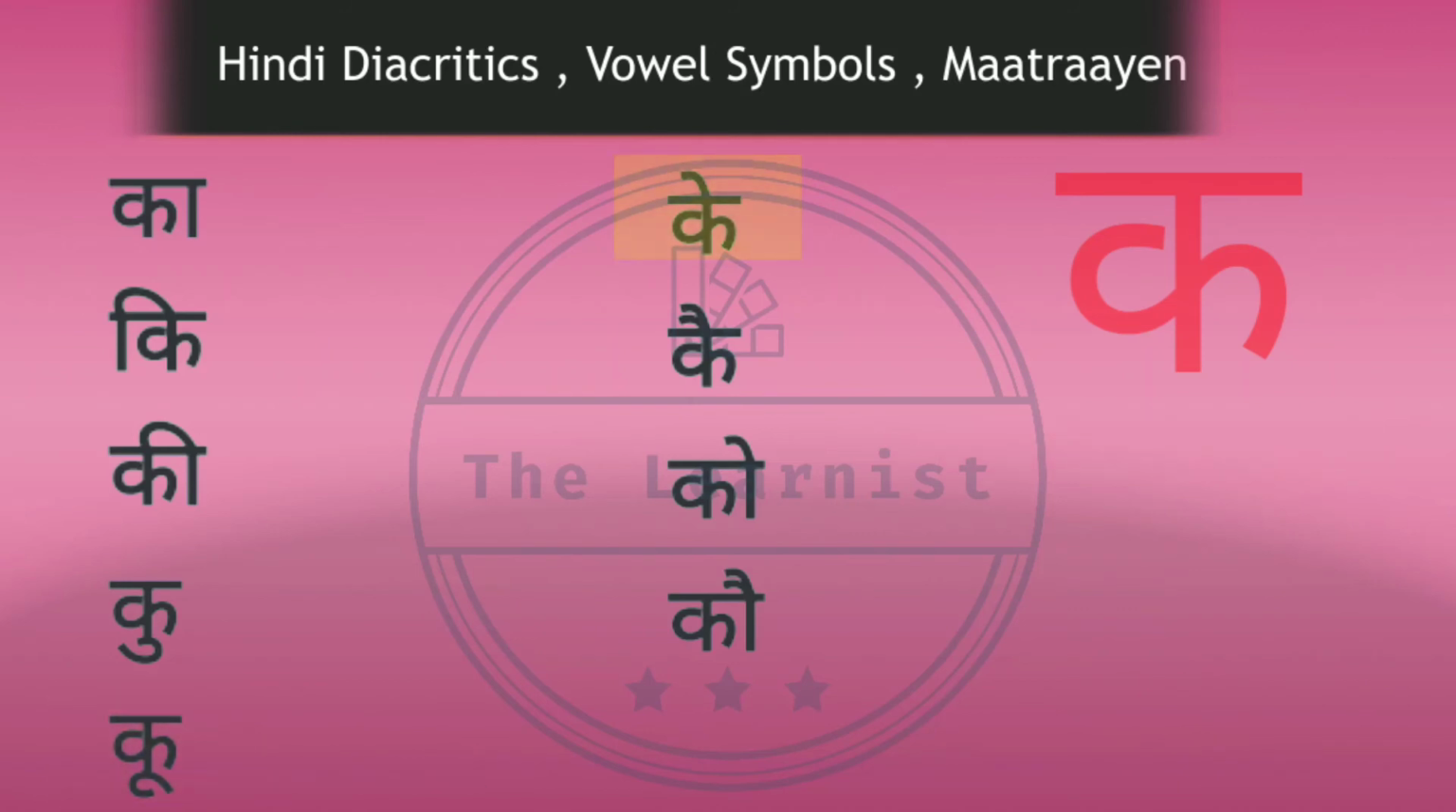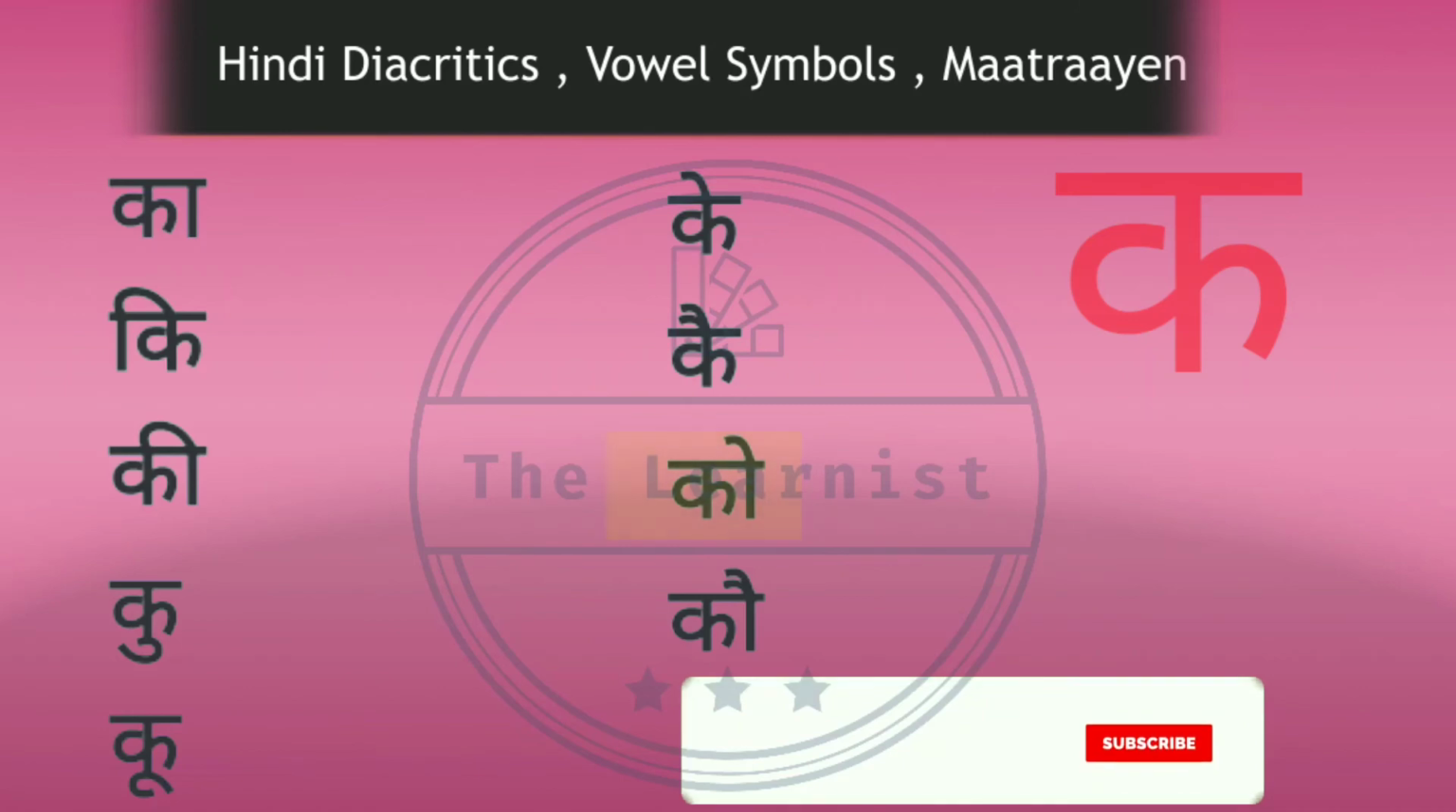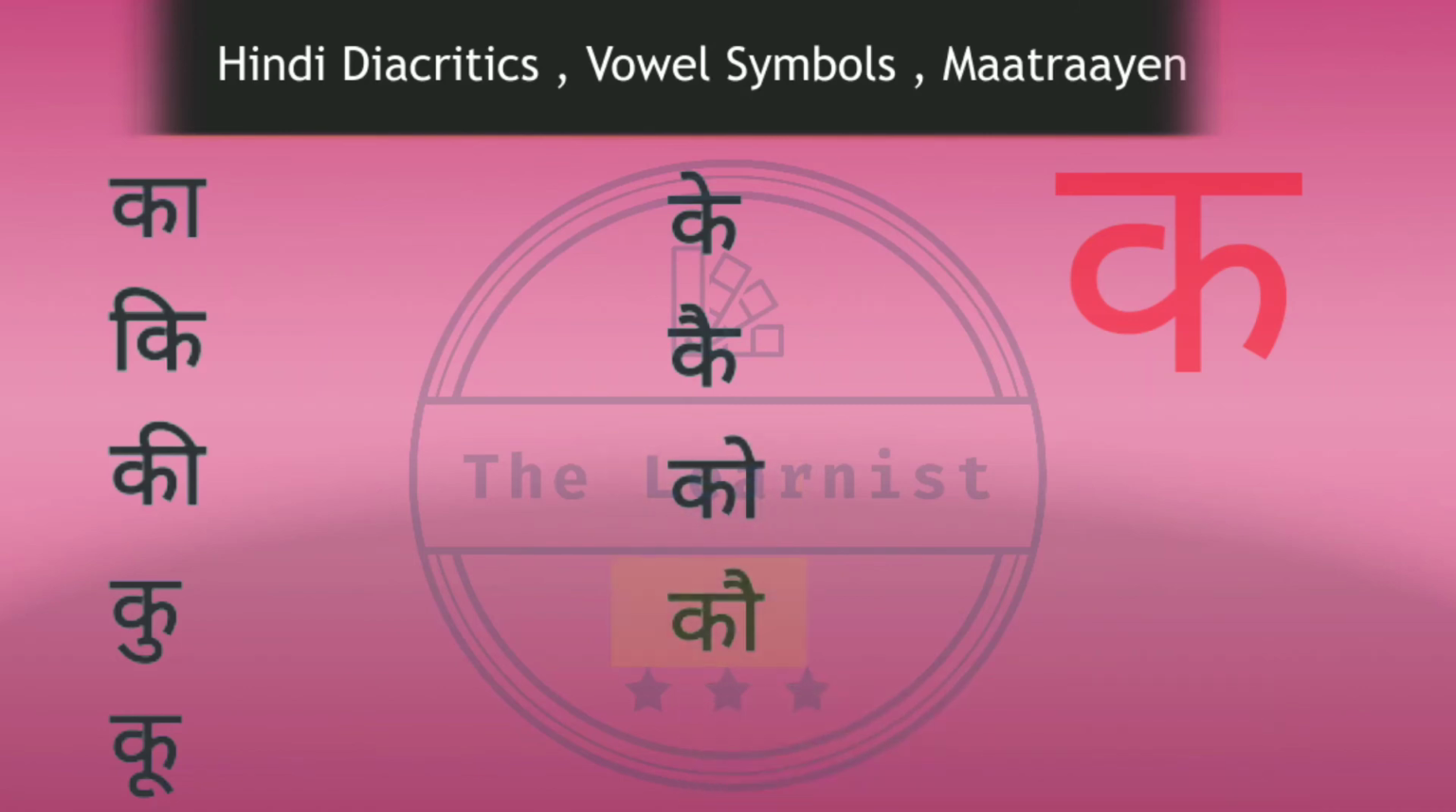Here it will be read as k. Here it will be read as k. Here it will be read as ko. Here it will be read as ko.